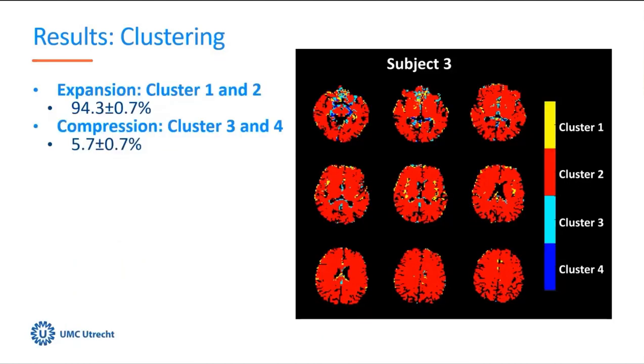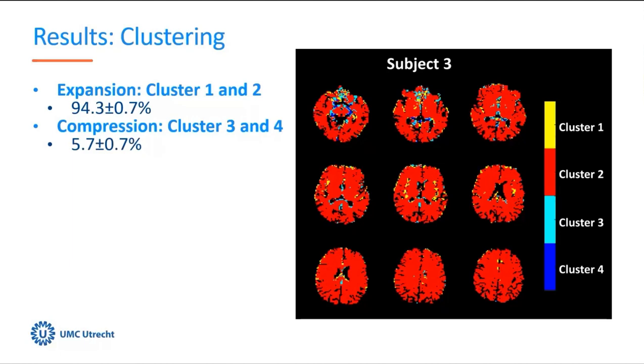Yeah, we saw that the expansion clusters, so cluster 1 and cluster 2, covered 94.3% of the brain map. And the compression clusters, cluster 3 and 4, covered 5.7% of the brain map. And note here that this is a big difference from the ROI we find in the count map.